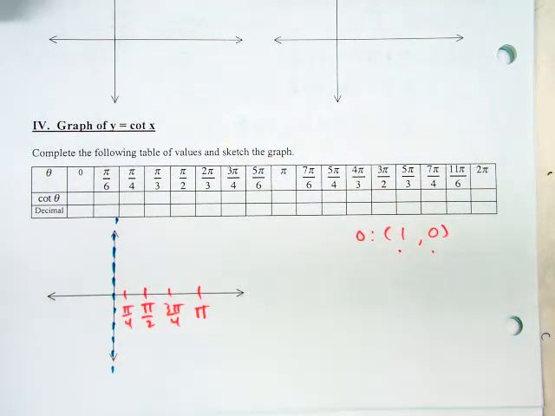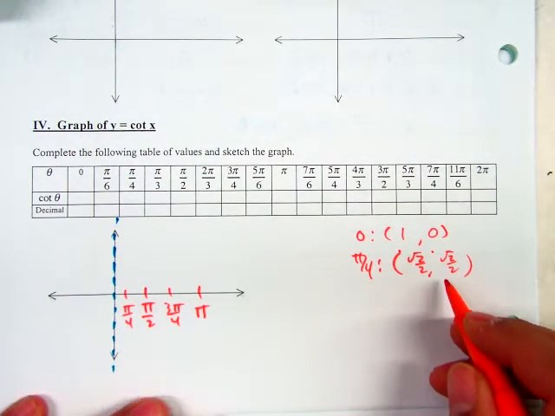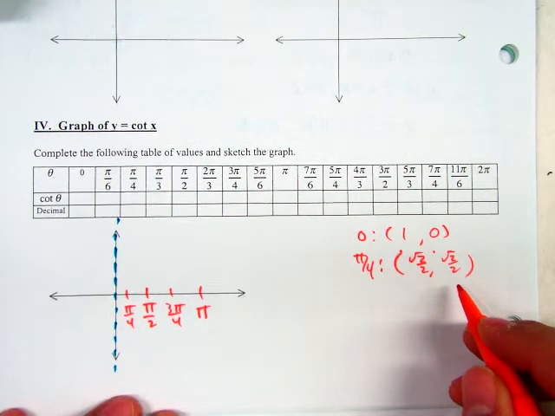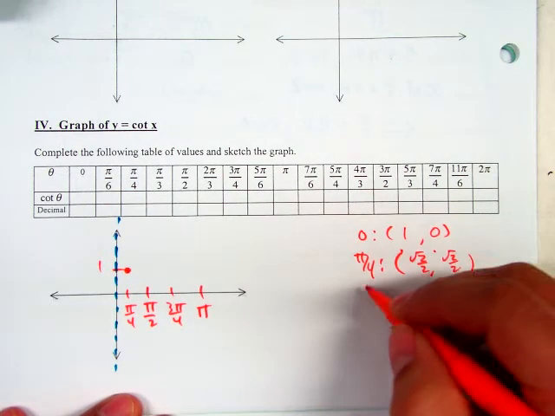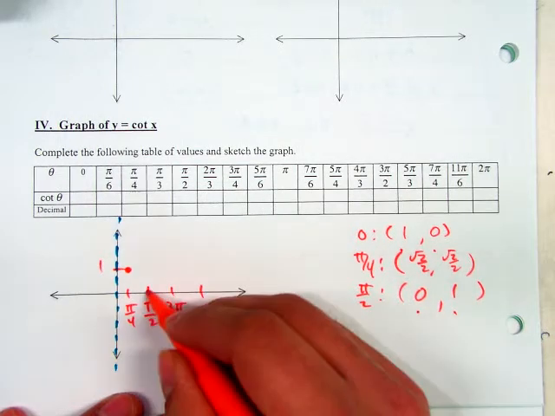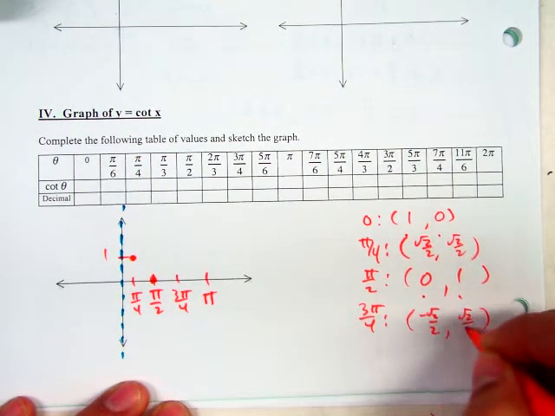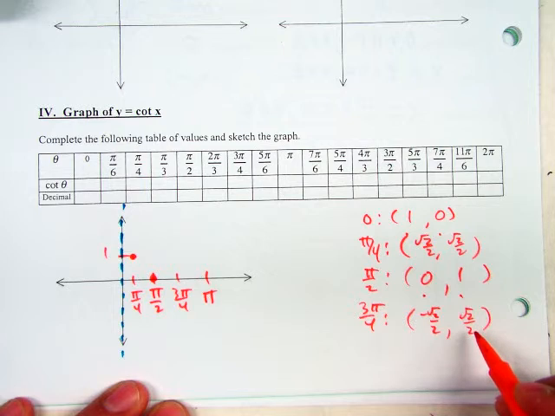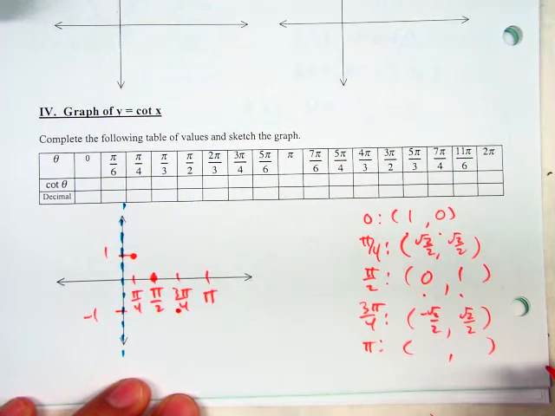Now, at pi over 4, coordinates are root 2 over 2, root 2 over 2. Cotangent is x over y, so that's a value of 1. So I'm going to put a point at 1 where pi over 4 is located. Pi over 2 is at 0, comma 1. Cotangent is x divided by y, so that's 0. At 3 pi over 4, we're in quadrant 2, so that's negative root 2 over 2, root 2 over 2. x divided by y is cotangent, so that's a value of -1. And let's finish with pi. Pi is -1, 0. Cotangent is undefined.